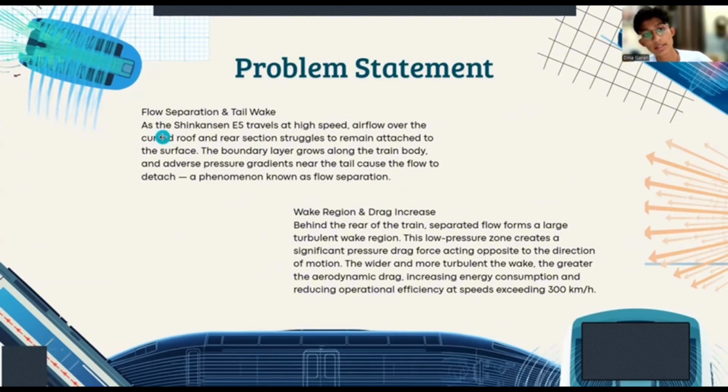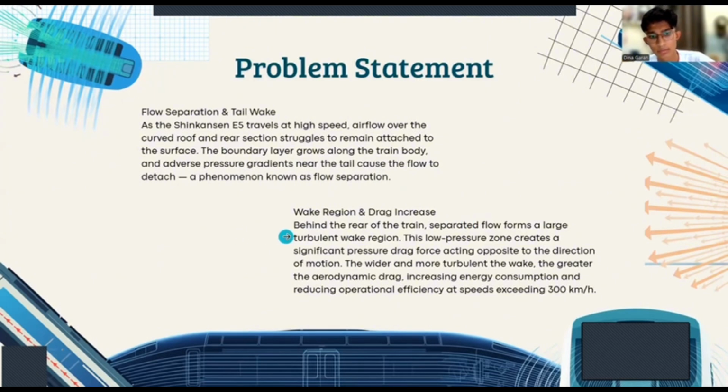As the Shinkansen E5 travels at high speed, the airflow over the curved roof and the rear section struggles to remain attached to the surface. The boundary layer grows along the train body, and adverse pressure gradients near the tail cause the flow to detach. This phenomenon is known as flow separation.